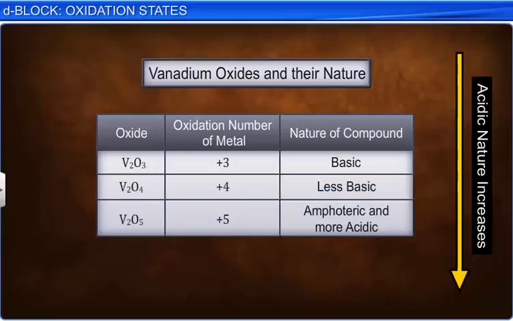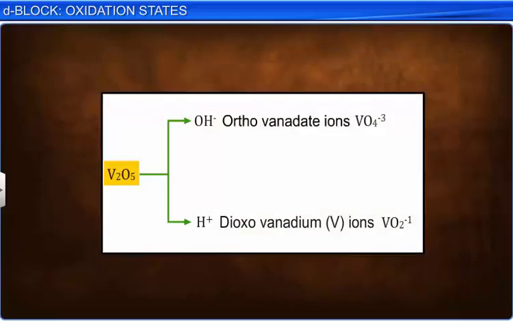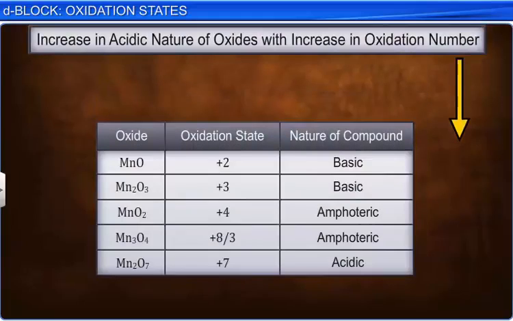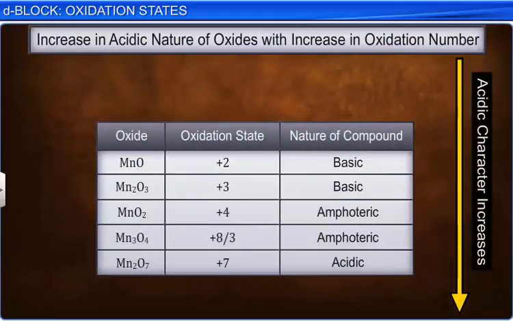Vanadium(V) oxide reacts with alkalis to give orthovanadate ions, and with acids to give dioxovanadium(V) ions. In higher oxides, the acidic character is predominant. Thus, manganese(VII) oxide gives permanganic acid, while chromium(VI) oxide gives chromic acid and dichromic acid.